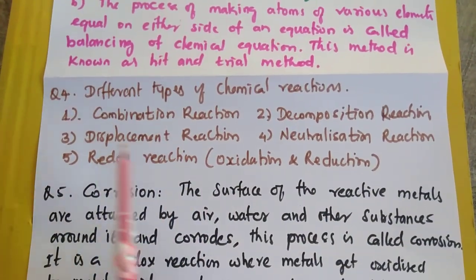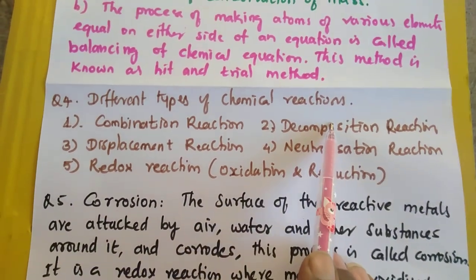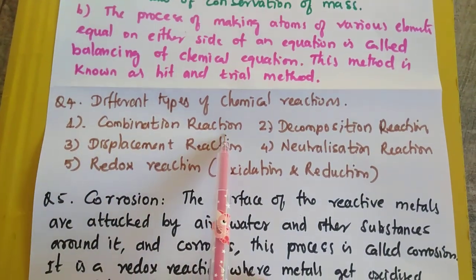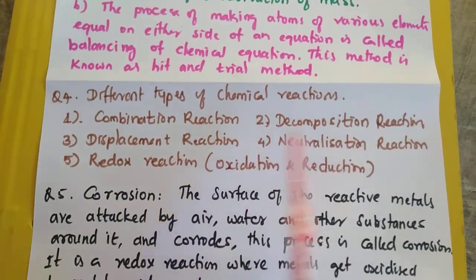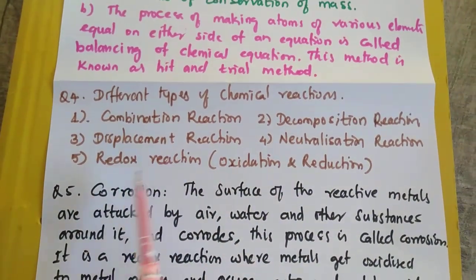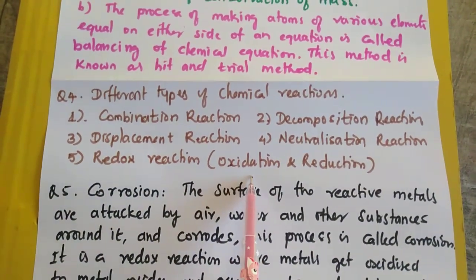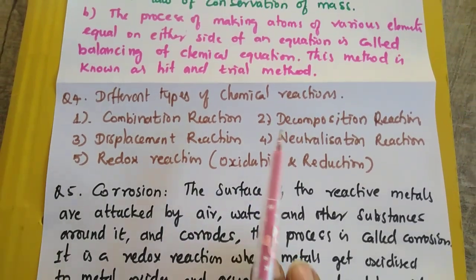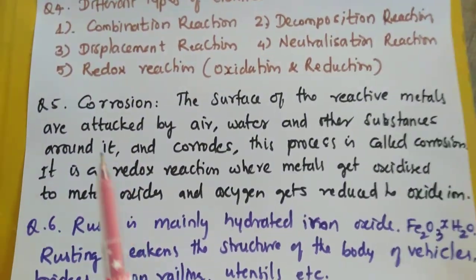Now we will go for different types of chemical reactions: combination reaction, decomposition reaction, displacement reaction, neutralization reaction, redox reaction, that is oxidation and reduction reaction. And one more, we will go for corrosion.